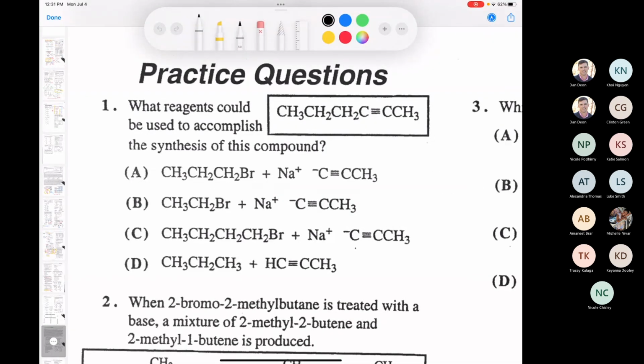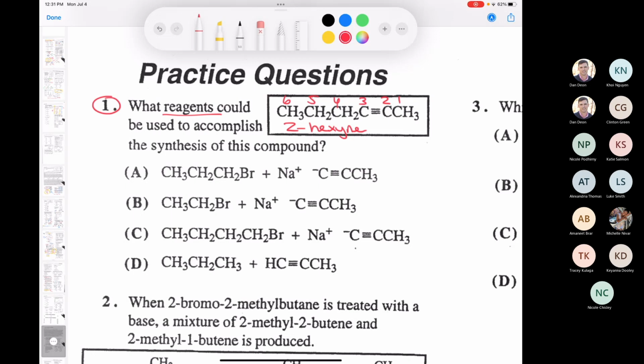Hey, this is a good question. It says, what reagents could you use to accomplish the synthesis of this compound? It's just an alkyne. So this is chapter 9. This is 1, 2, 3, 4, 5, 6. So this is 2-hexyne.